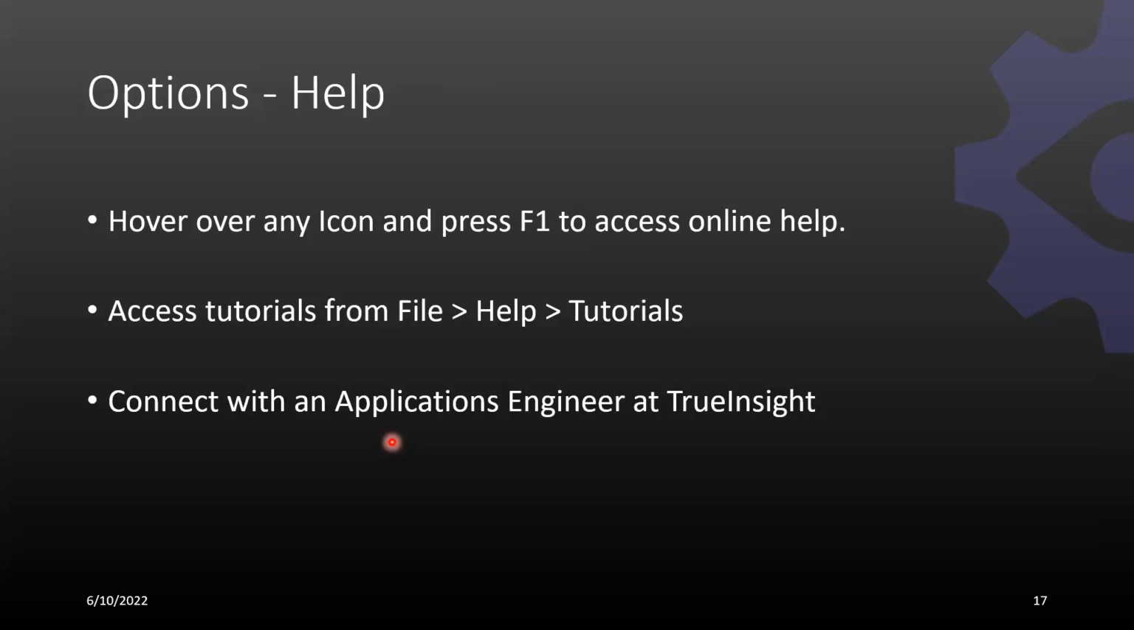For help options, there are 3 ways. Number 1, you can just hover on any icon and press F1 to get online help. Number 2, you can access tutorials right from the software. Just go to File, Help, and Tutorials. You'll have tutorials with step-by-step directions to practice the type of casting that you're doing. And number 3 is you can always connect to an applications engineer like myself or Drew at TrueInsight. We will always be there to help you out, whether it be technical or any kind of other support related to the software.